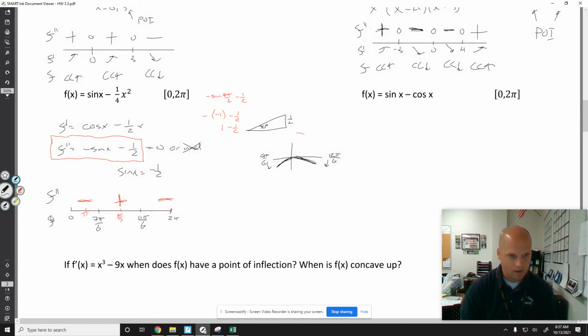All right, so f prime is going down, going up, going down because the sign of its derivative is negative and positive. It's f prime, which means f is concave down, no concavity, concave up, curving up, no concavity, concave down. So both 7 pi over 6 and 11 pi over 6 are points of inflection.